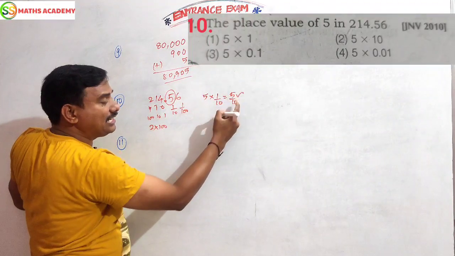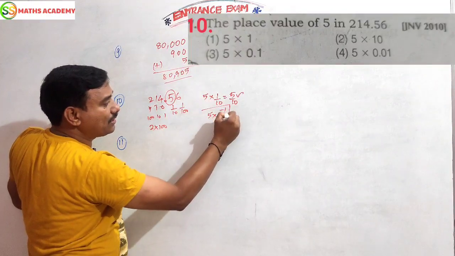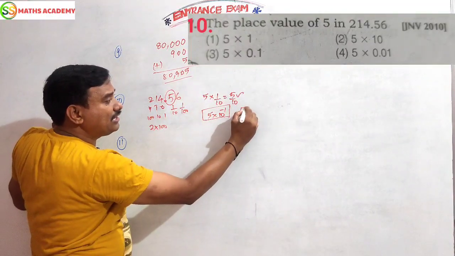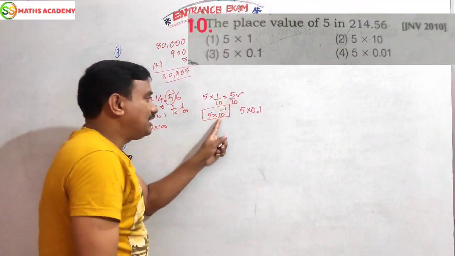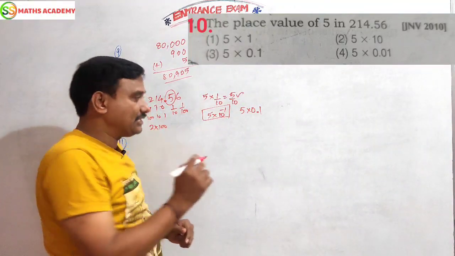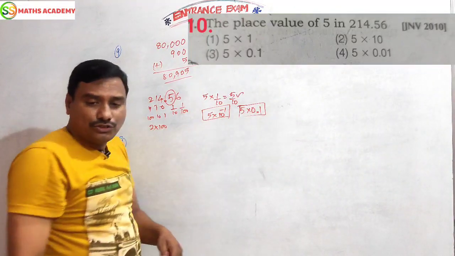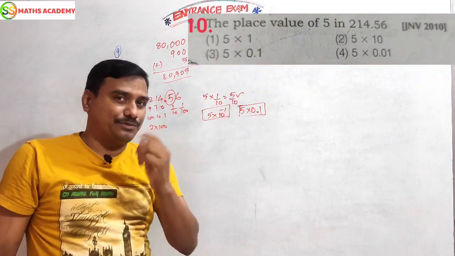Actually, 5 by 10 is not there in the options. You can also write 1 by 10 as 10 to the power of minus 1. That is also not there. You can write 5 into 0.1. In these 3, which is correct? According to your options, that is the trick. So in the 10th question, the answer will be 5 into 0.1, the third option.